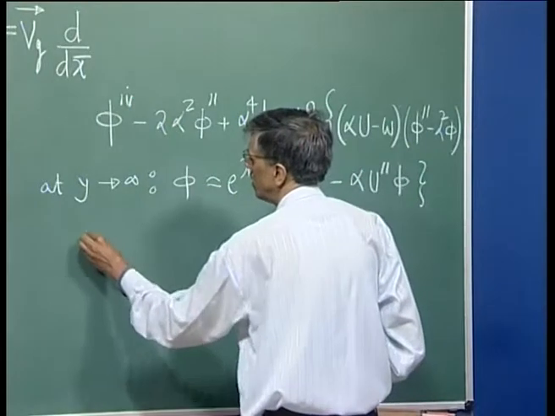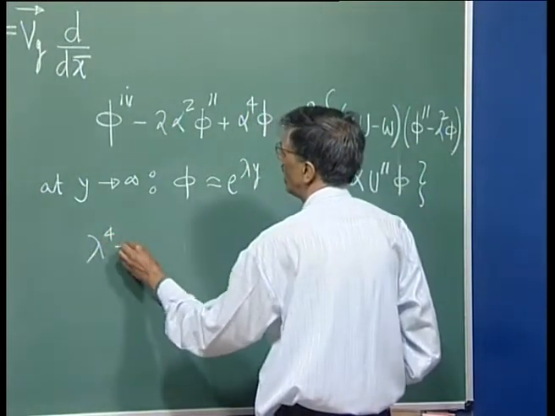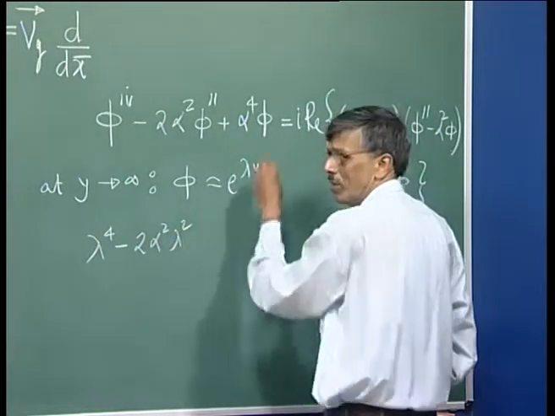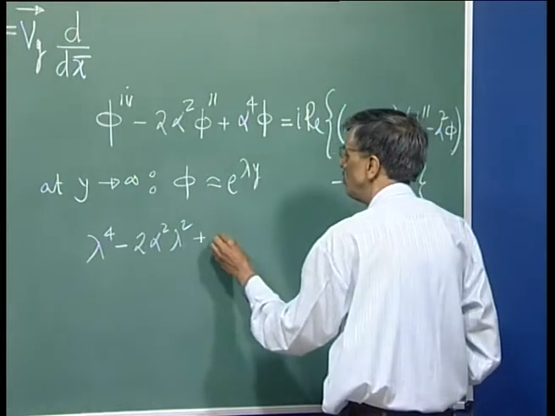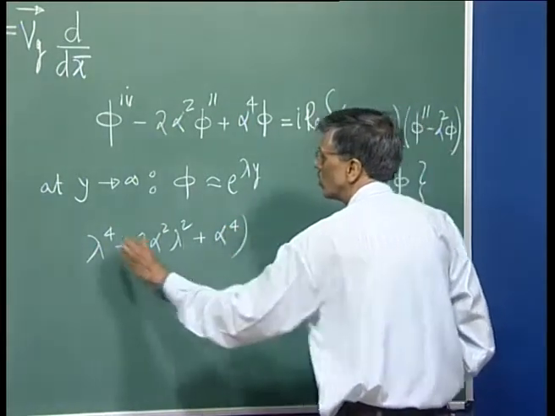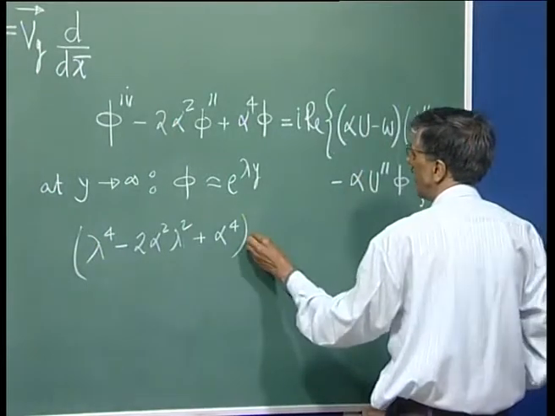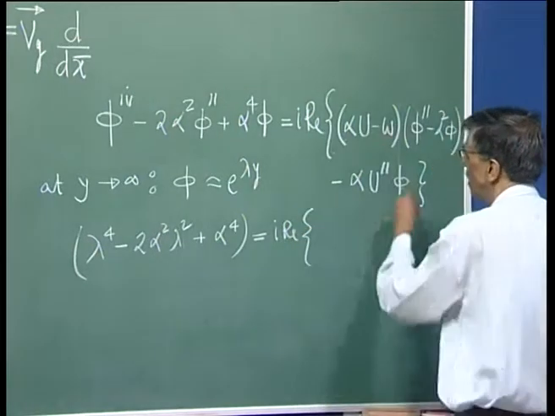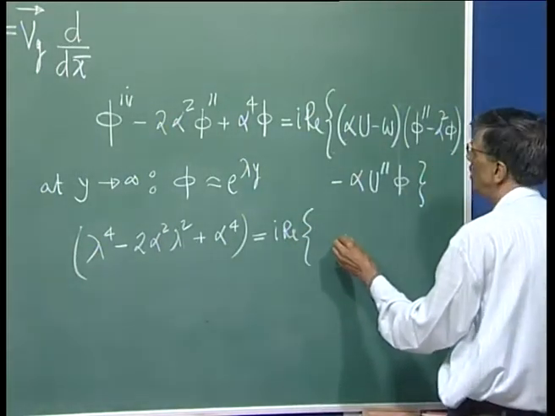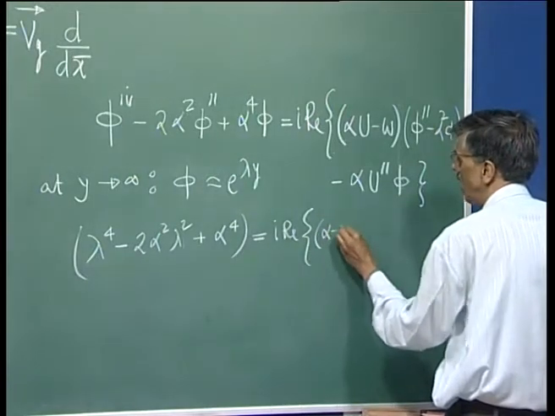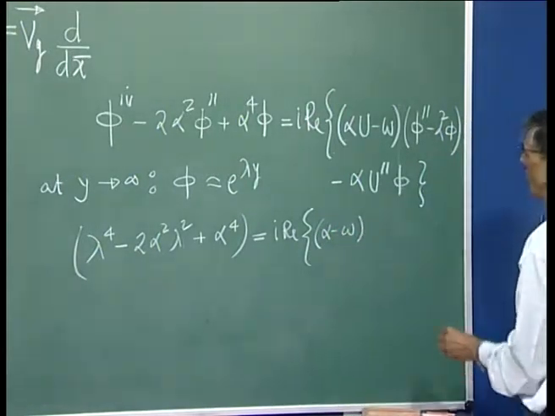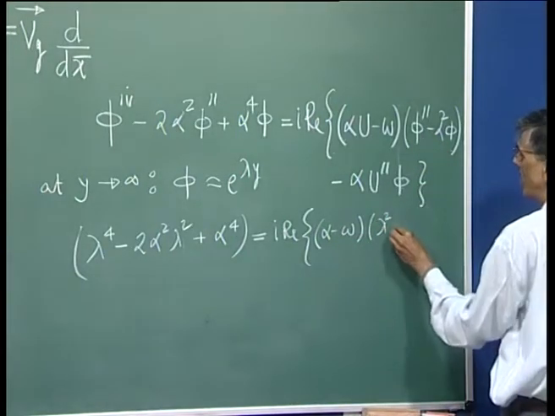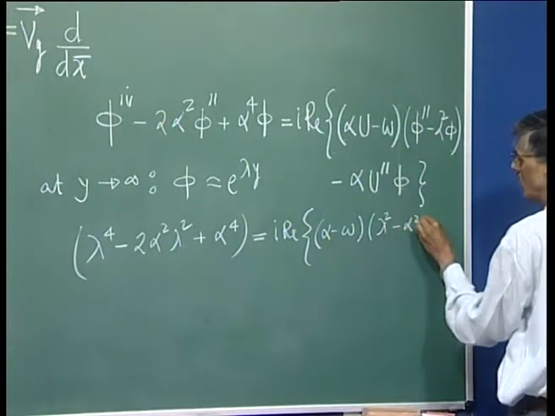then from here I will get lambda 4, and there I will get 2 alpha square lambda square, and from here I will get alpha 4. So, that is the left hand side. On the right hand side, I have i R e, and U is 1. So, this becomes alpha minus omega, okay. And this will give me lambda square minus alpha square.